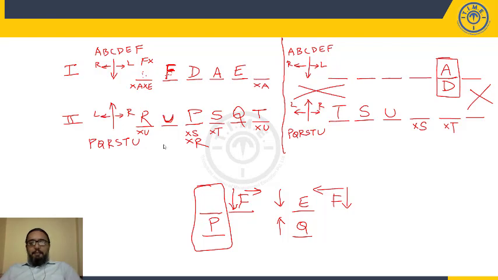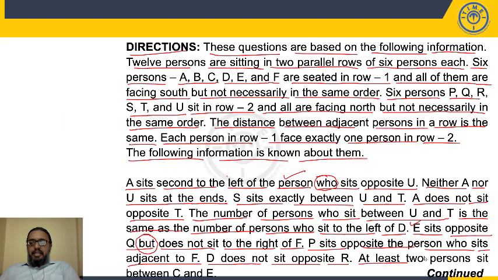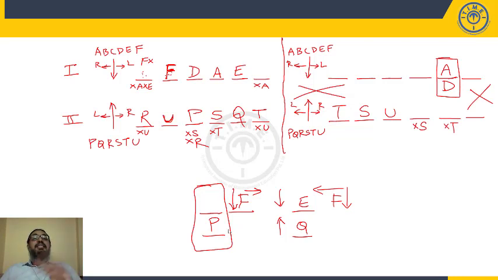Correct? And then at least two persons sit between C and E. So there should be at least two persons between C and E. So in that case, I can rule out C in the left extreme of row 1 because then there will be only one person. How many I need? At least two. So that's why you put C at the right extreme of row 1 such that there are two people between A and C. And the remaining person is B, comes at the left extreme. So this fixes your arrangement. Understood the point here?